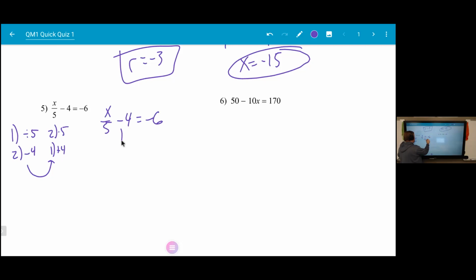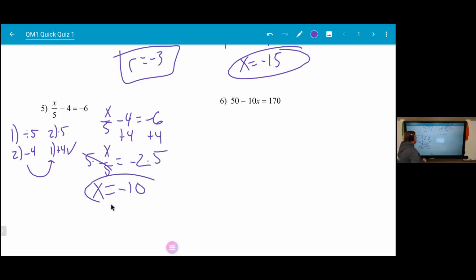Add 4 to both sides because that's what it tells me to do. I get x divided by 5 equals -2. Multiply both sides by 5. Okay, there we go. I'm back. This simplifies to 1 or just 1x. -2 times 5 is -10. And there you have it.